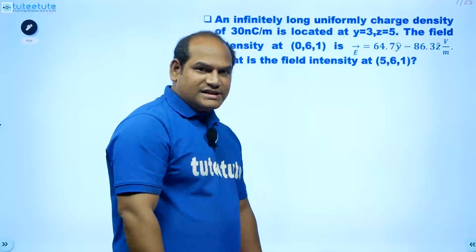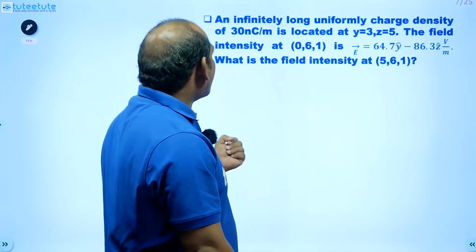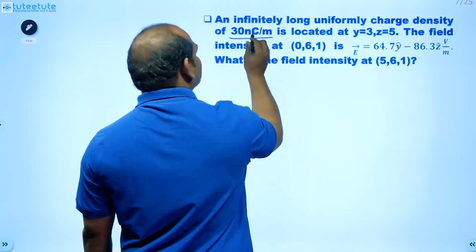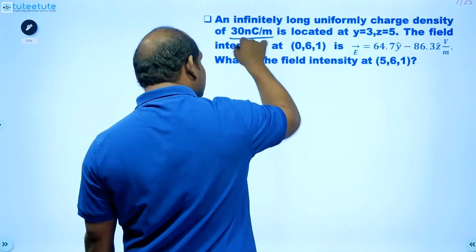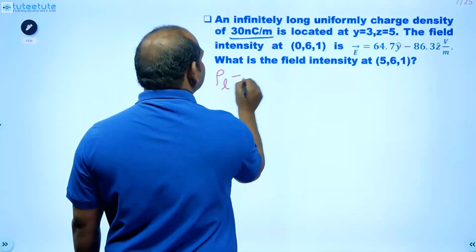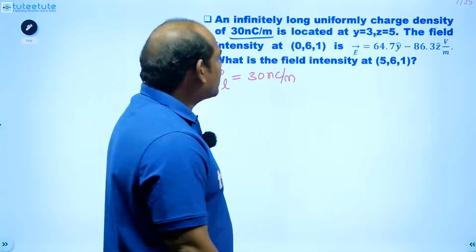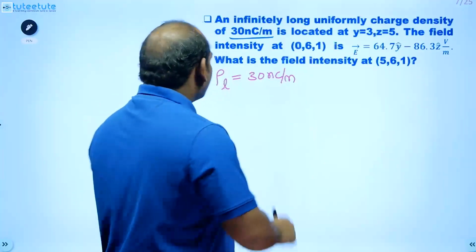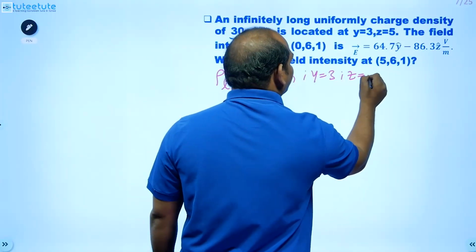Now the next question is, an infinitely long uniformly charged line with density of 30 nanocoulombs per meter. If you see the units, nanocoulombs per meter means this is line charge density. What they have given, line charge density rho L is equal to 30 nanocoulombs per meter. It is located at y is equal to 3 and z is equal to 5.